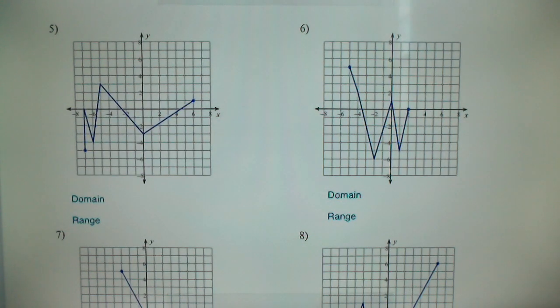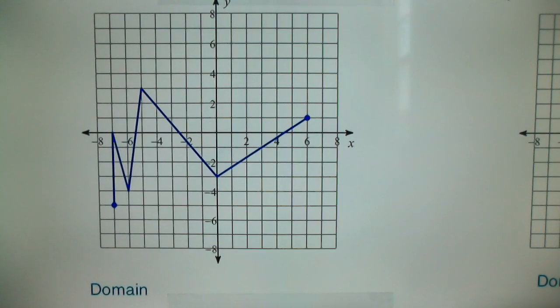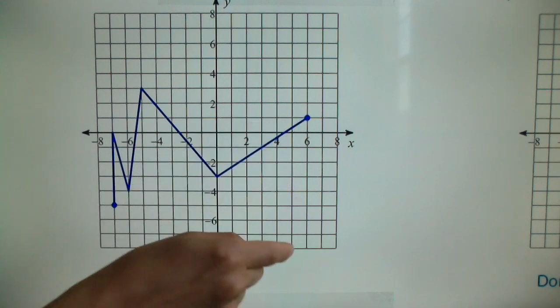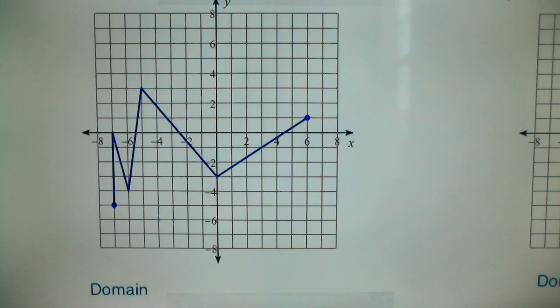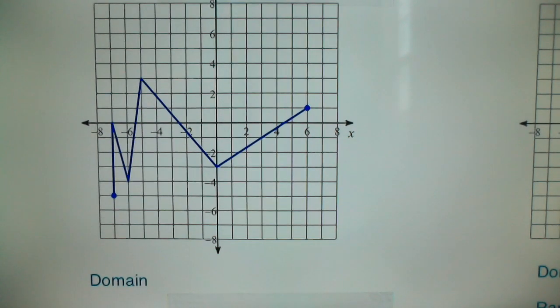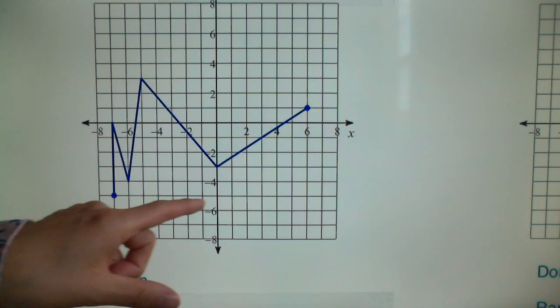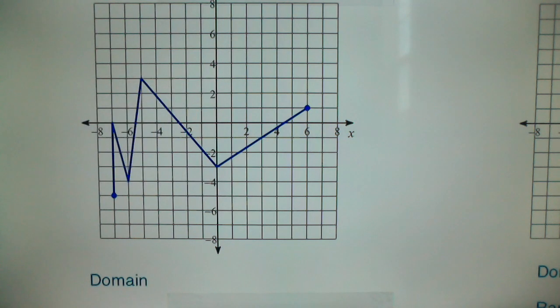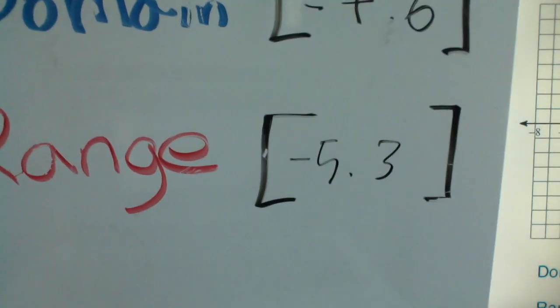So this time you need to write down the domain and range. So this time, if you see what's the x, -7 to 6, right? That is -7 to 6. And the range is -5 to 3. So here is the answer. You see it?